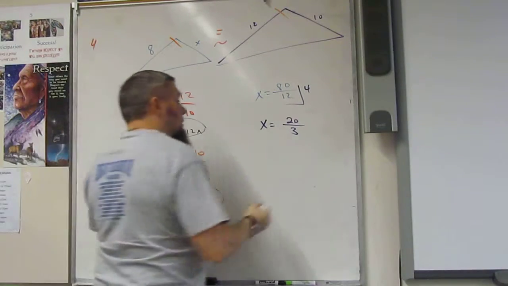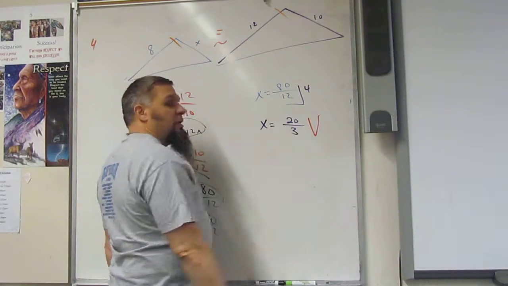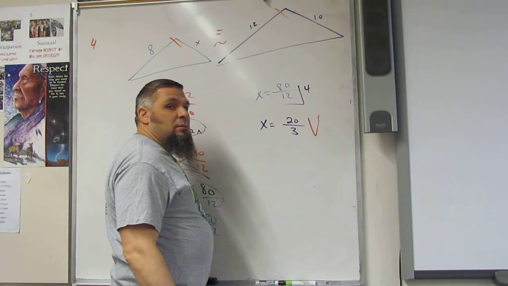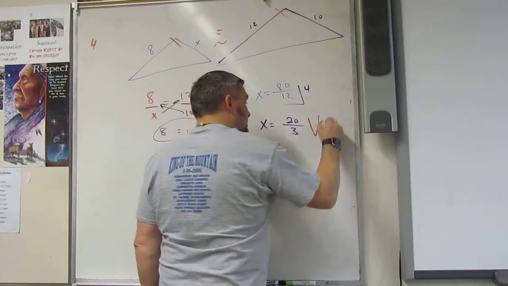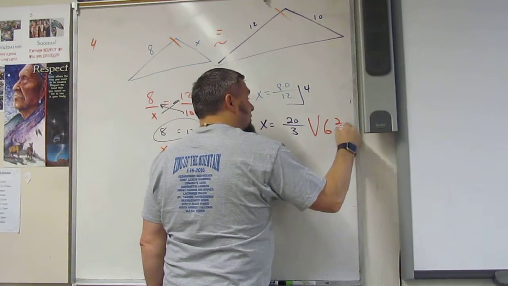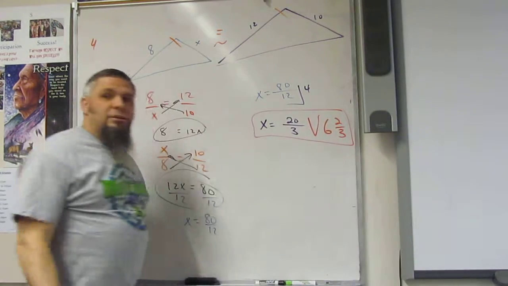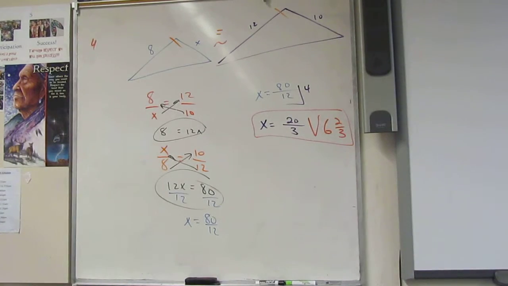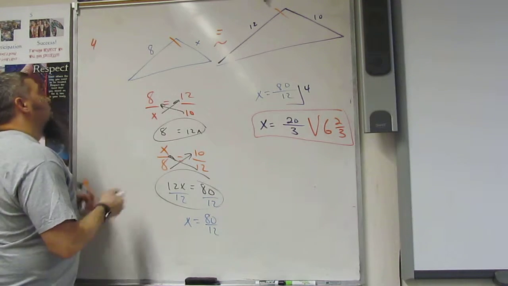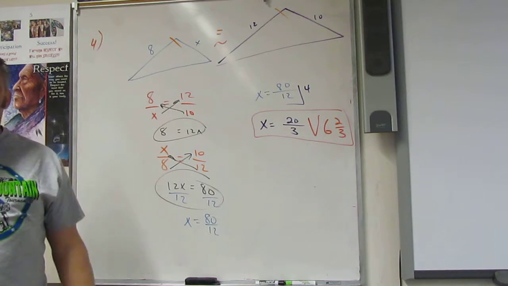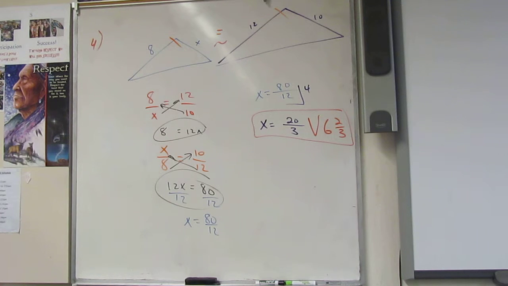Or 3 goes into 20 6 times with 2 left over, so 6 2/3. Okay? And that's similar triangles. That's it. We're using proportions. Okay?